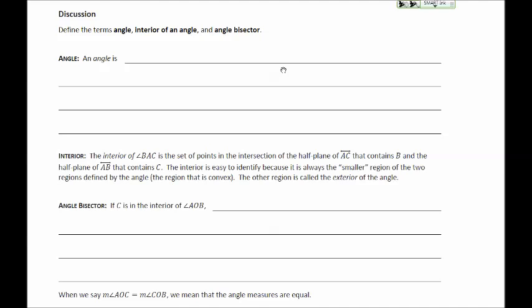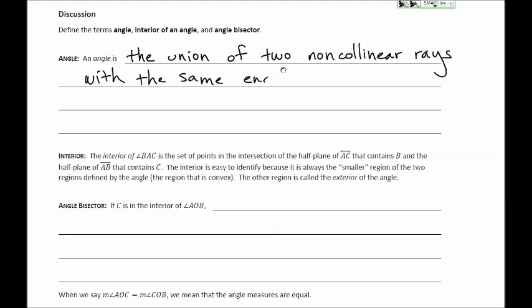Okay, copy this down. An angle is the union of two non-collinear rays with the same endpoint. Here's a picture. So here's one ray with an endpoint. It goes on forever in one direction.